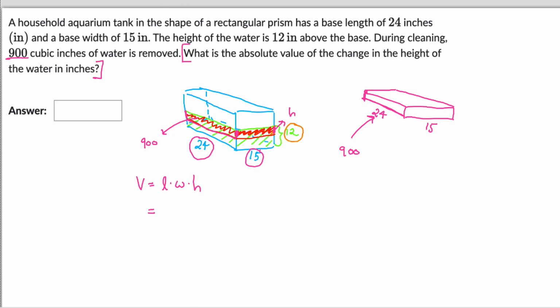And what I want, and that's the trickiest part, you have to go through this and see that what you want is the height of this, because that will be the change in the height of the water when it's pumped out. The change in the height is just that h. So it's 24 times 15 times h is equal to 900, the volume. And you just solve for h by dividing by 24 times 15, because 24 times 15 divided by 24 times 15 is 1. I get h is equal to 900 divided by 24 times 15. So let's see what that gives me. 900 divided by 24 times 15 is equal to 2.5. That's the change in the height.